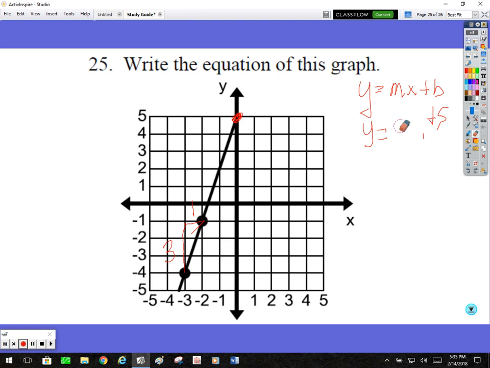All right, give me just a second. Let me fix this. Y equals 3x plus 5. So there's your equation for this line. Okay? And again, it's positive, so we should be going uphill.